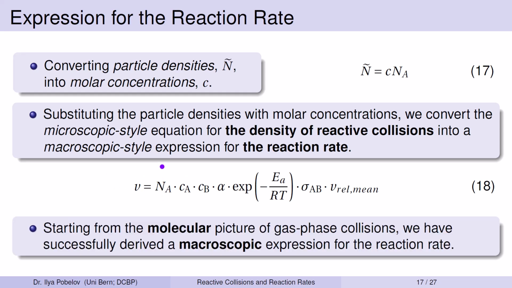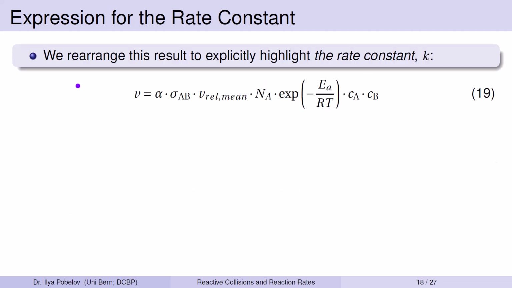Thus, starting from the molecular picture of gas phase collisions, we have successfully derived a macroscopic expression for the reaction rate. To present this result in a more conventional way, we rearrange it to explicitly highlight the rate constant K.